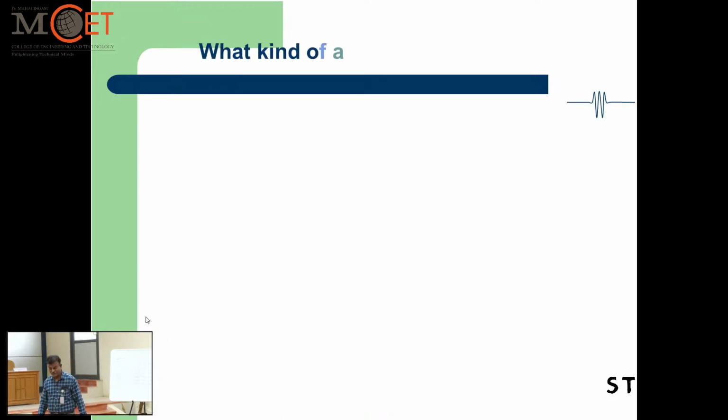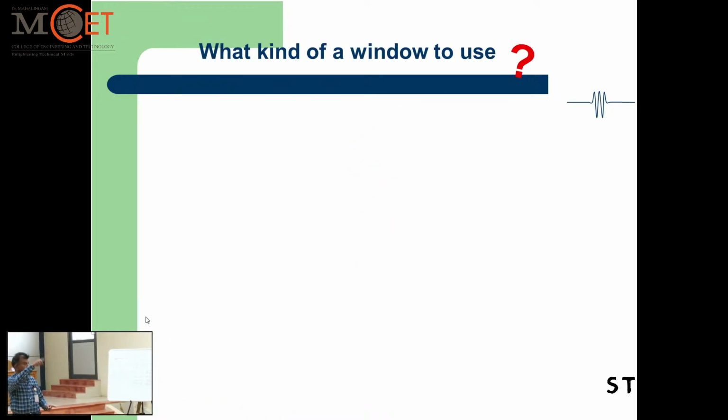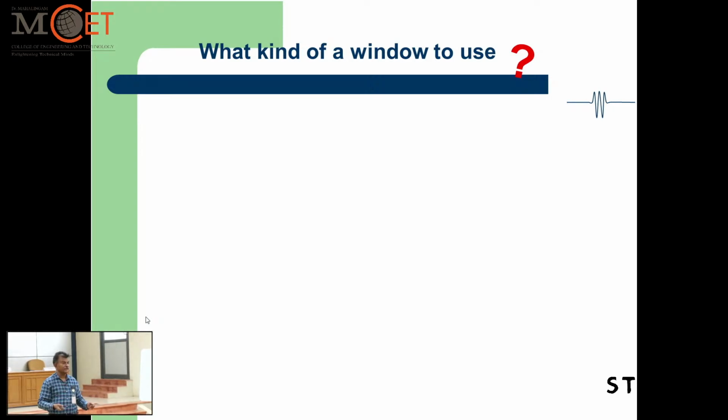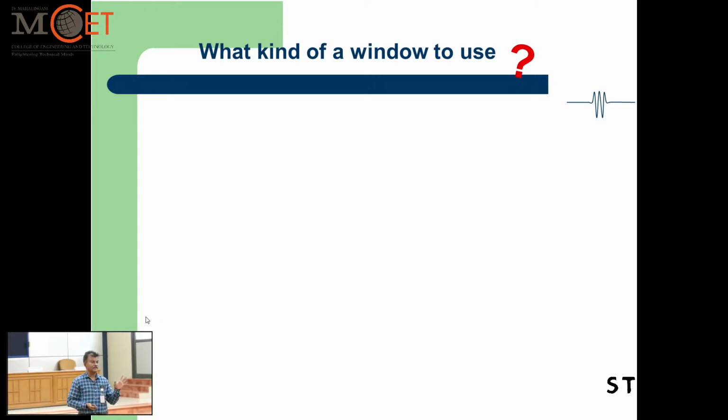Question is which type of window I have to use. Whether I have to use this window or a square window, triangular window. That depends upon your application, right? There is no condition that I have to use this window, right? You can use any window.